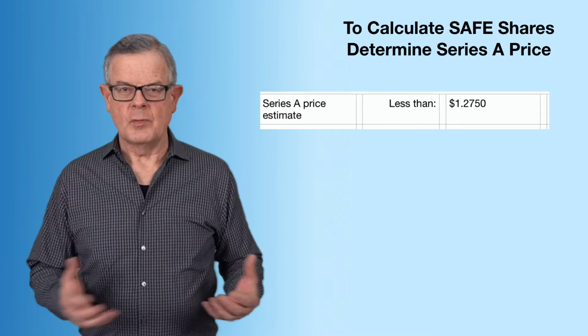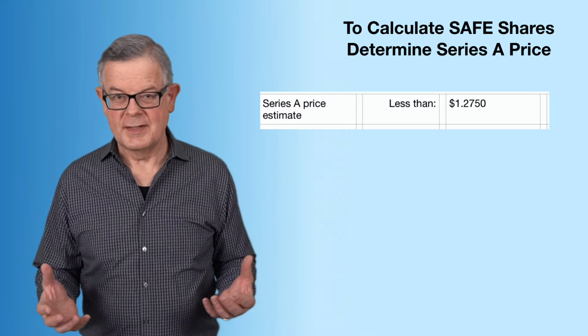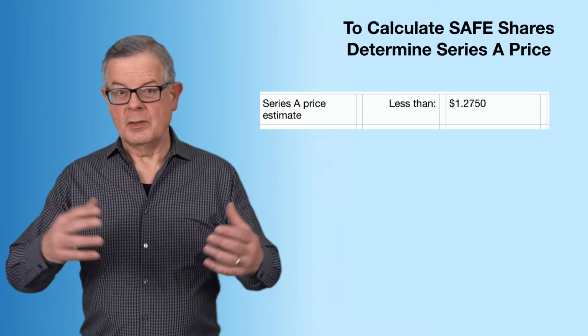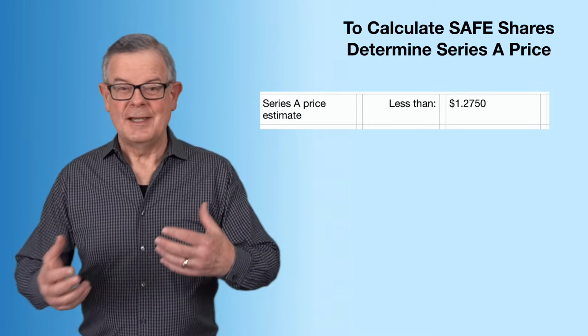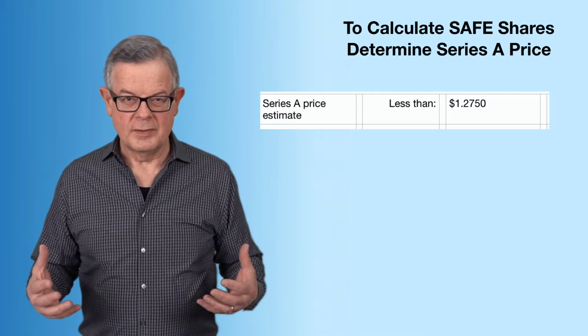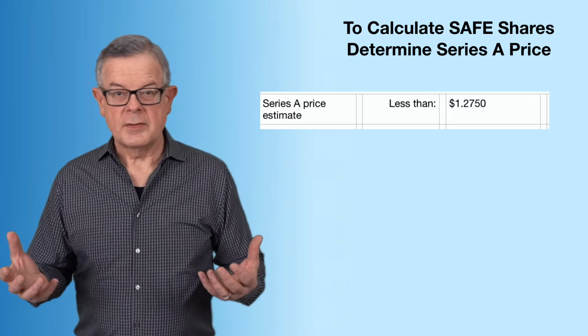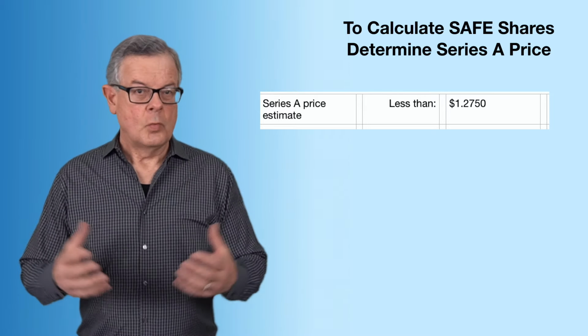So how do we do that? Well, we talked in the last video about the challenge being that this is an iterative process, because the price determines the total number of shares, and the total number of shares determines the price. It's circular. So the challenge is you get to iterate to figure out what that is. Now, where do you start? Well, our starting point here is $1.275 per share. Where'd that come from?